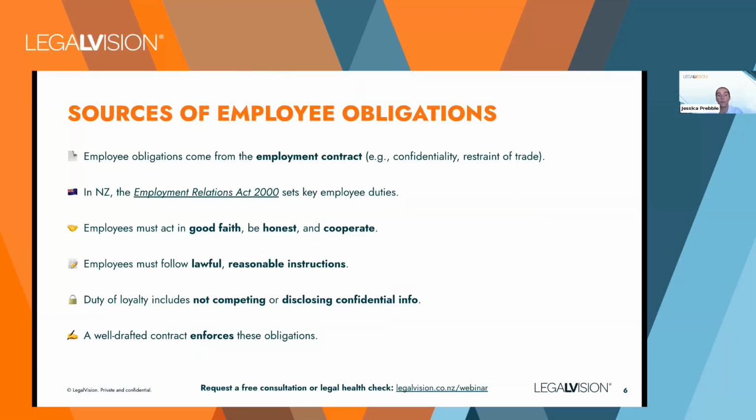Employee obligations can be derived from the express terms of the employment agreement, such as an express confidentiality clause or a restraint of trade clause. Now, in New Zealand, employees have several key obligations under the Employment Relations Act to help maintain a fair, safe, and productive work environment. The main obligation of an employee is to act in good faith towards their employer. This includes being honest and having good communication, not misleading or deceiving the employer, cooperating and being responsive in employment matters, and following all lawful and reasonable instructions.